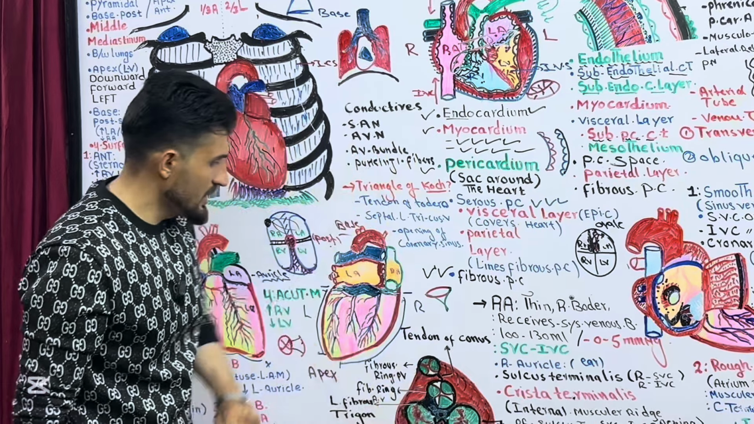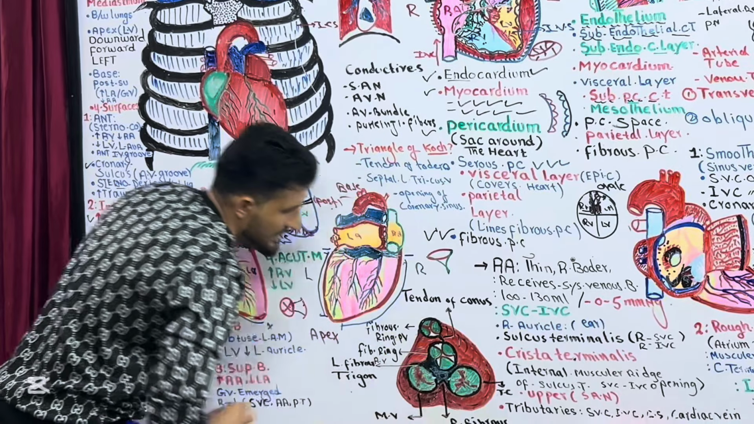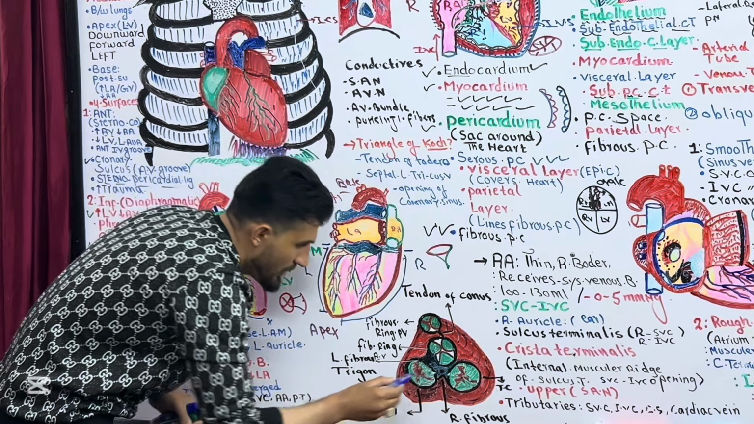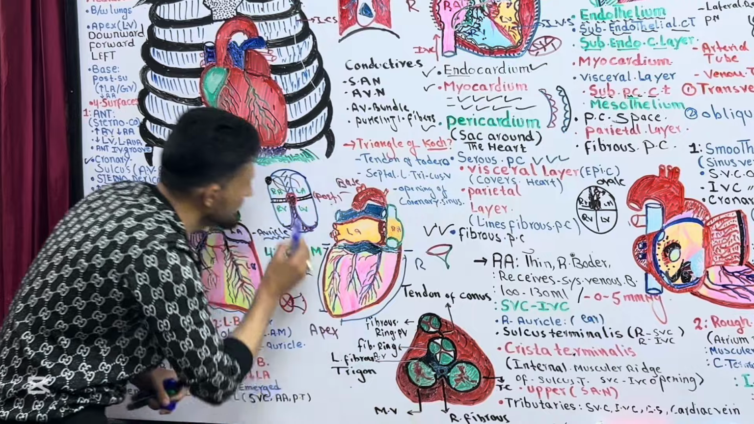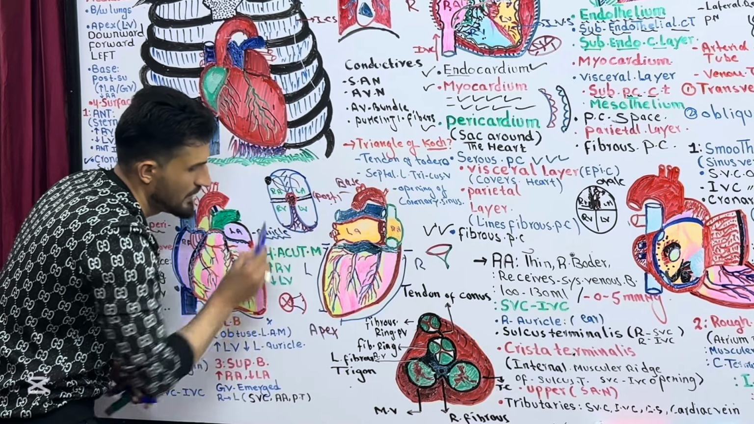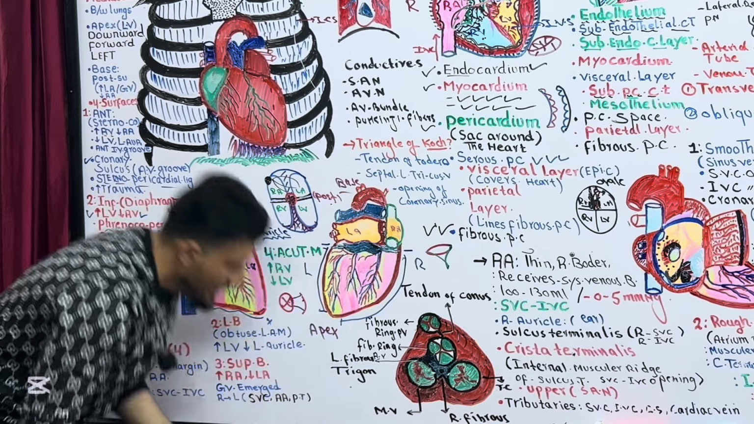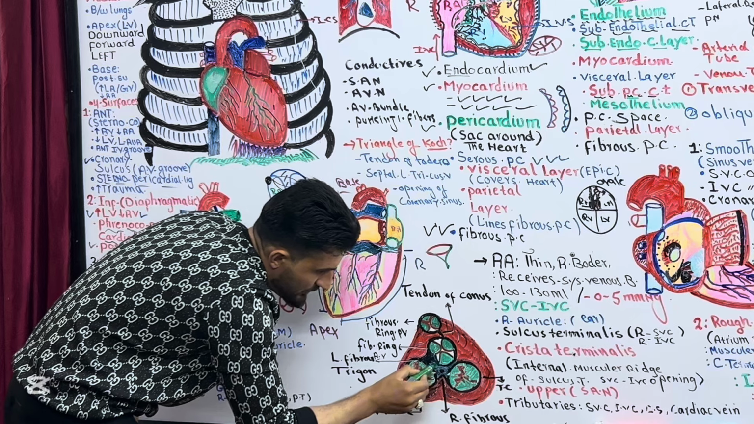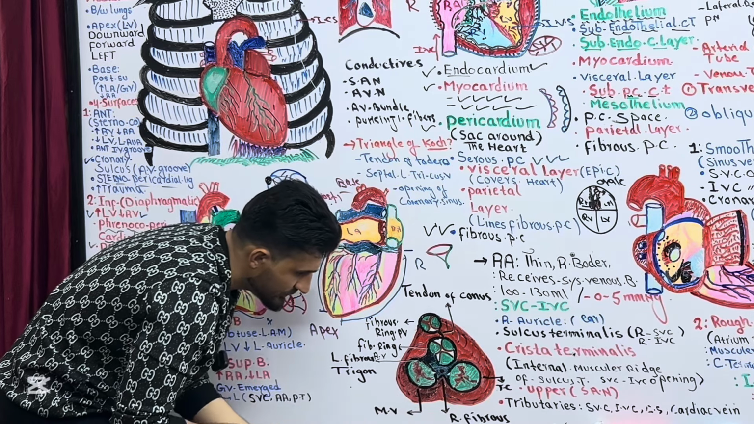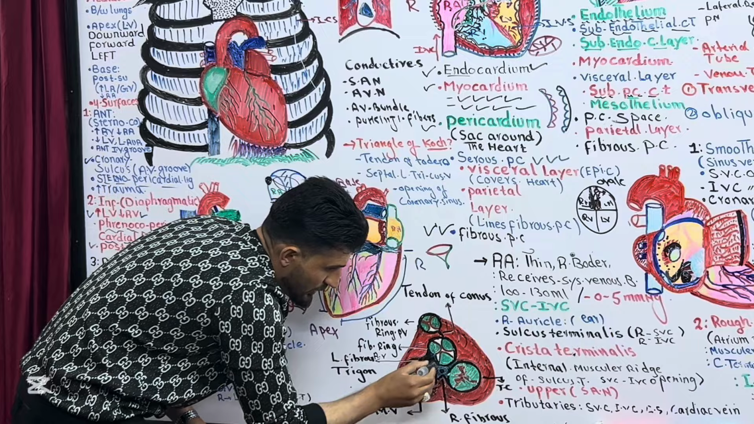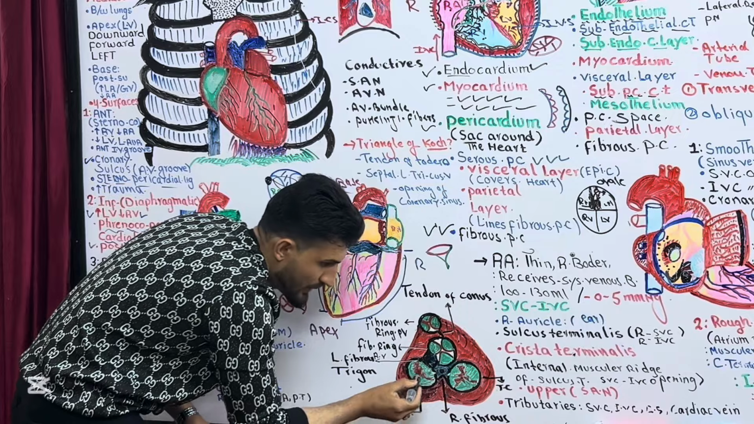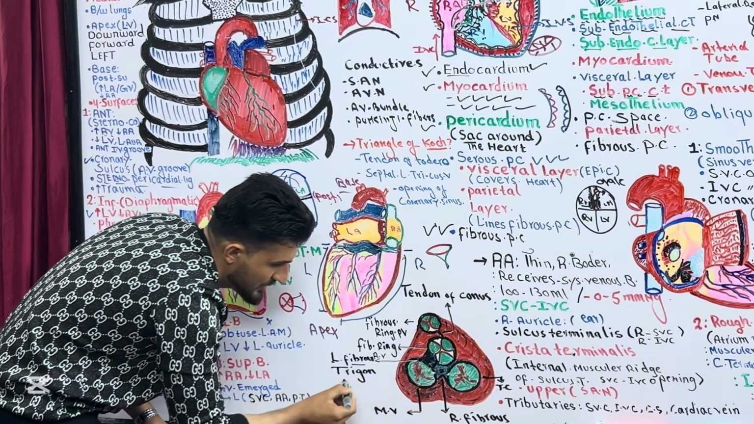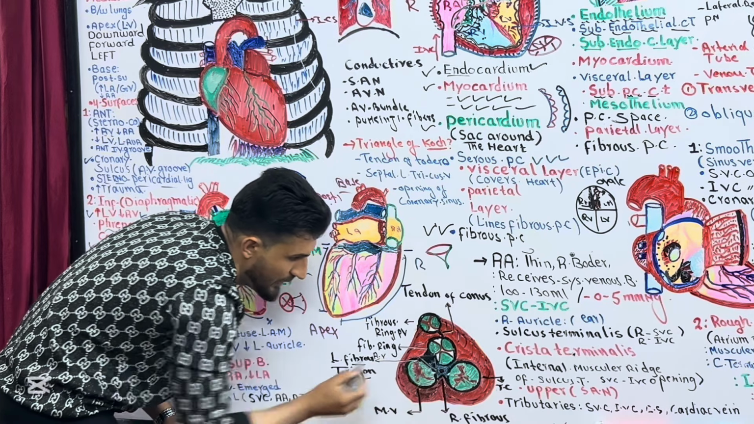But anyway, another part of the fibrous skeleton is the membranous part, or the part which is between these rings. For example, this part. Now here we have two important parts. One membranous part connects these two rings, the mitral valve ring and the aortic valve ring, and this one is called the left fibrous trigone. This is called the left fibrous trigone.